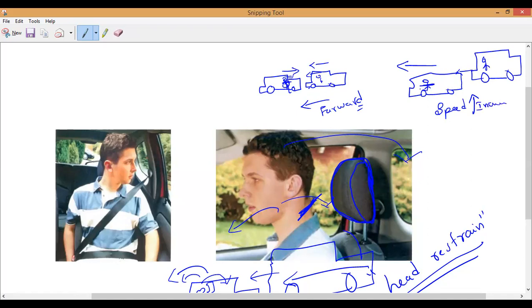Lower part. So the lower part will try to move forward, and automatically our head remains at the same speed which you have. Do you understand, guys? It's not zero, it is the same speed. So it will move in which direction, Hari? Backward direction. So if you move backward, and there is no head restraint, then our spinal cord will be damaged. Here the nerves will be cut.